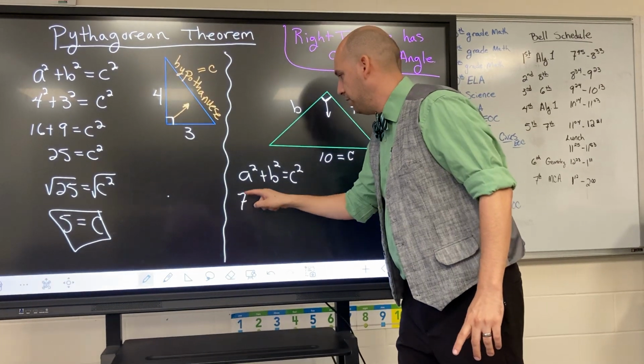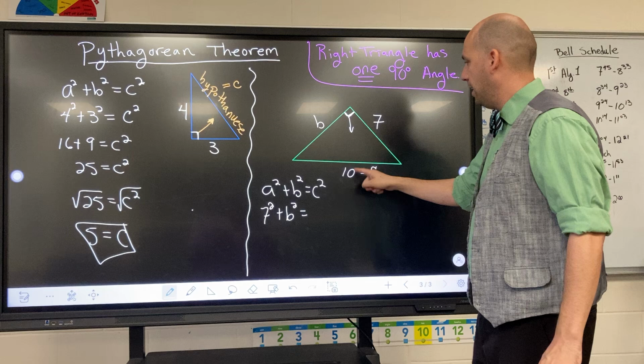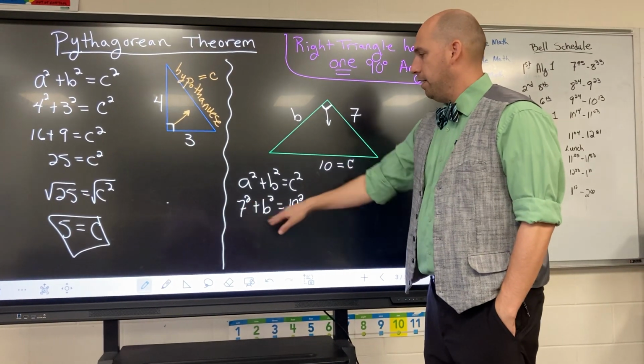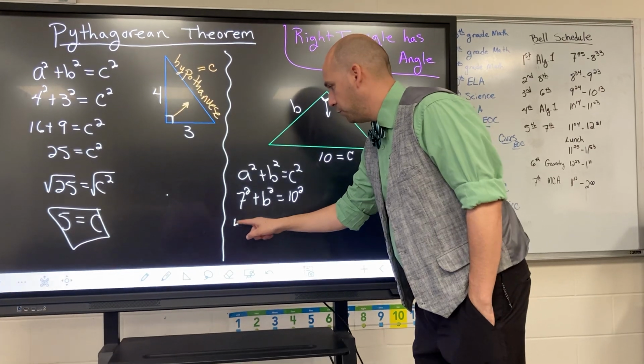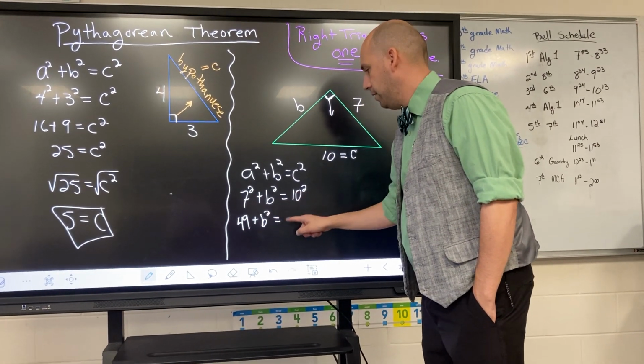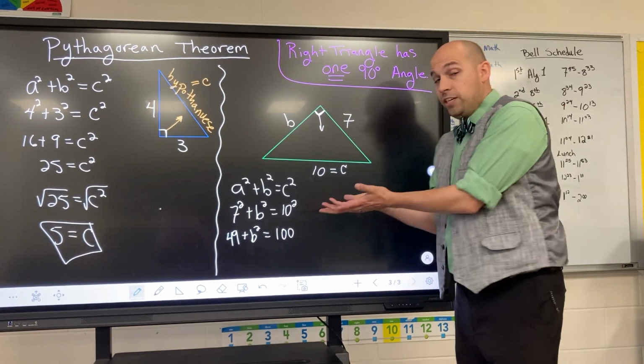So this is going to be 7 squared, and this is going to stay B squared, and this is going to be C, which is 10. So I'm going to substitute that in. I know what 7 squared is, so this is 49, and I know what 10 squared is, and this is 100. So it's an equation. We're just going to solve it.